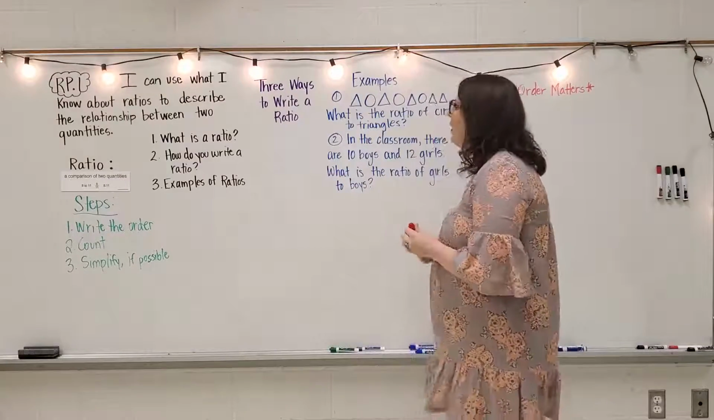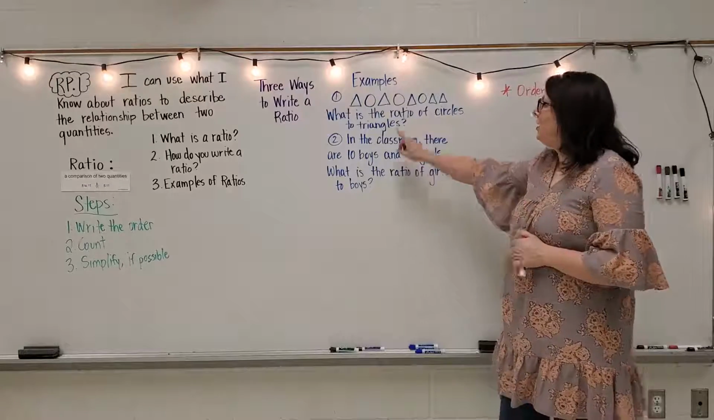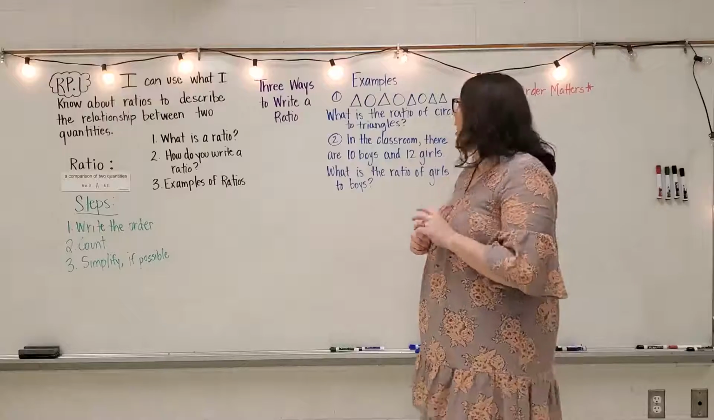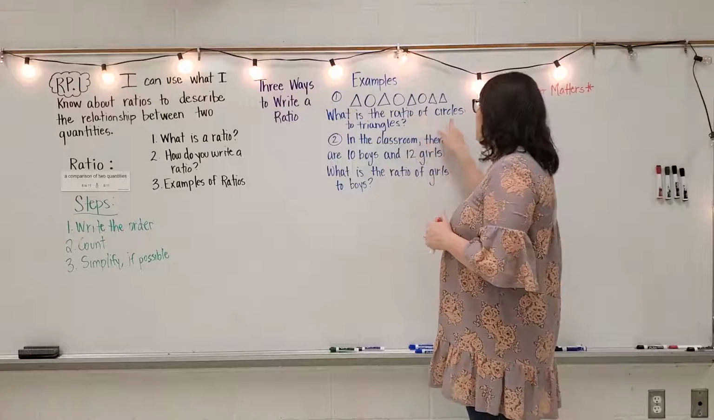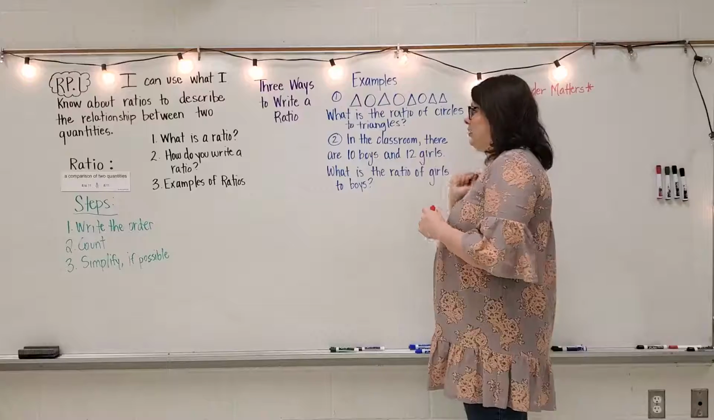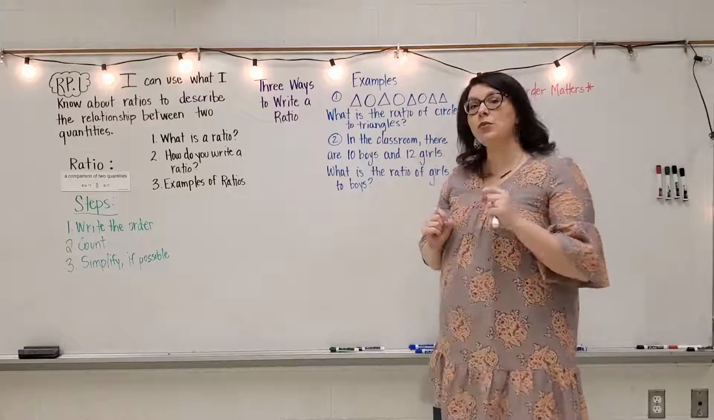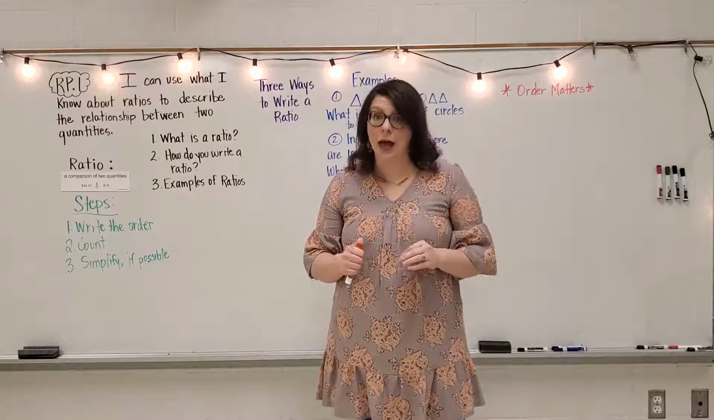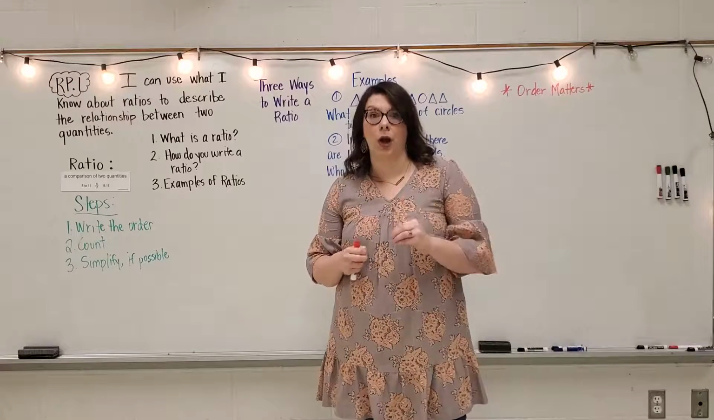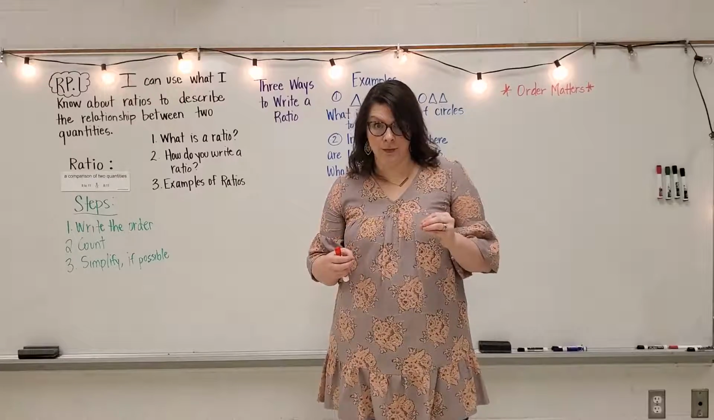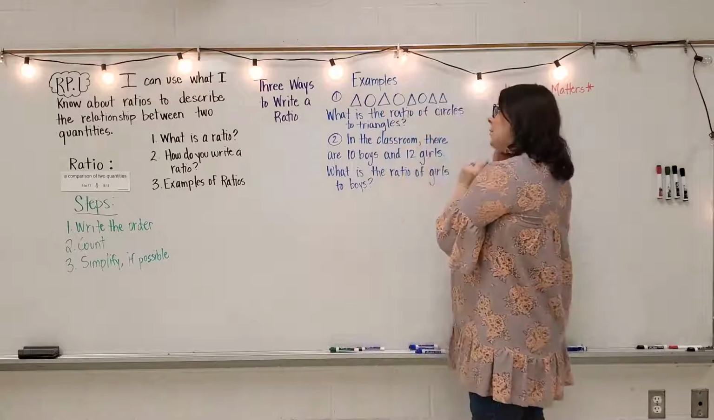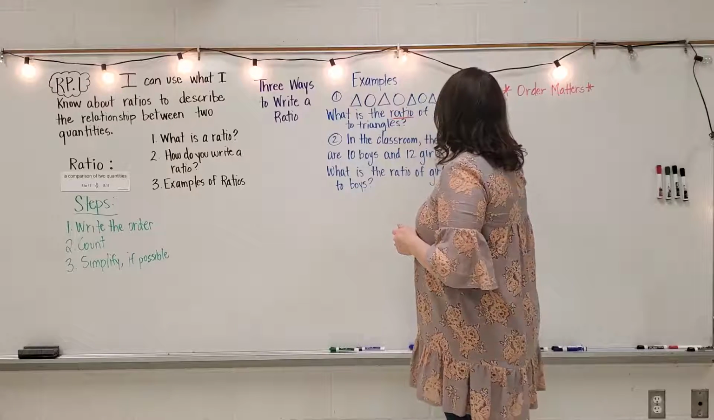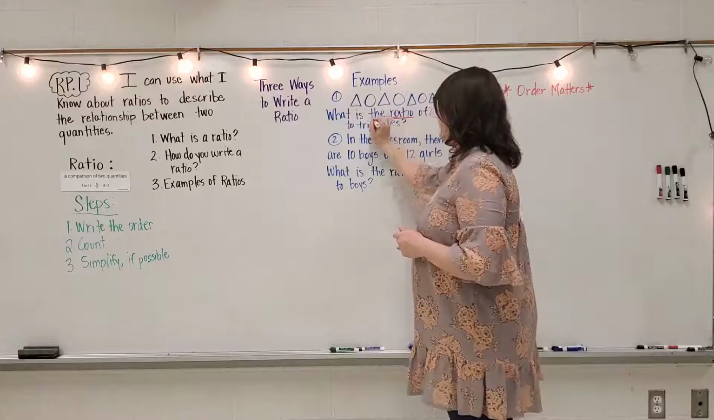So let's start with our examples. We have triangles and circles. Those are our two different quantities. And it says, what is the ratio of circles to triangles? Now, one of the most important things about writing a ratio correctly is understanding the order that the question is asking for the quantities to be compared. So in this one, the first thing I'm going to do is say, okay, I'm looking for the ratio of circles to triangles.